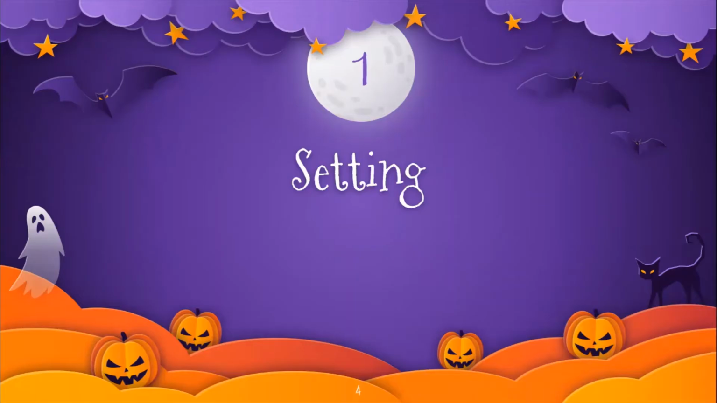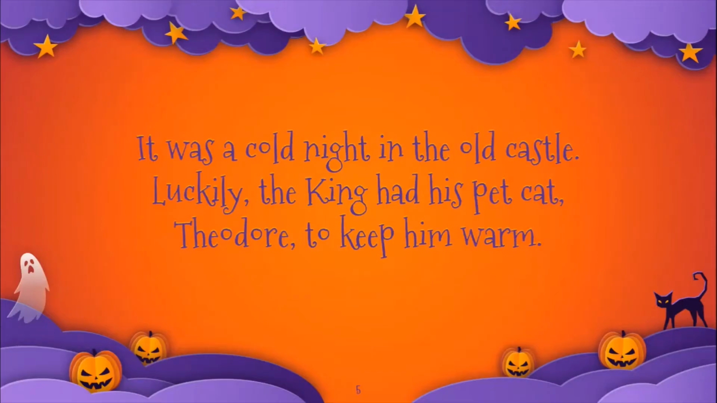Now, think to yourself, what is setting? I'll give you a couple seconds to think. Setting is when and where the story takes place. So let's look at this example and try to find the setting in it. It was a cold night in the old castle. Luckily, the king had his pet cat, Theodore, to keep him warm. What is the setting of this story? It would be the old castle.